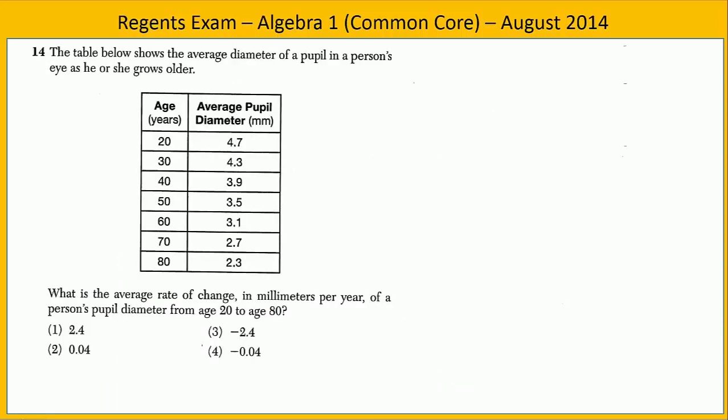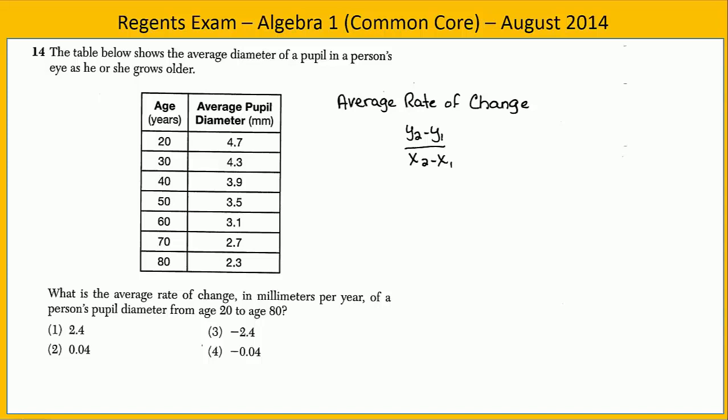In problem 14, we're given the table which shows the average diameter of a pupil in a person's eye as he or she grows older. We want the average rate of change in millimeters per year of a person's pupil diameter from age 2 to 80. Average rate of change is found by using the slope formula, y2 minus y1 over x2 minus x1.